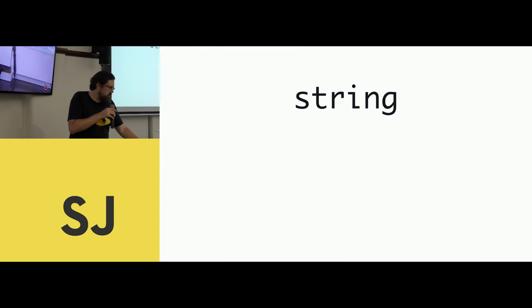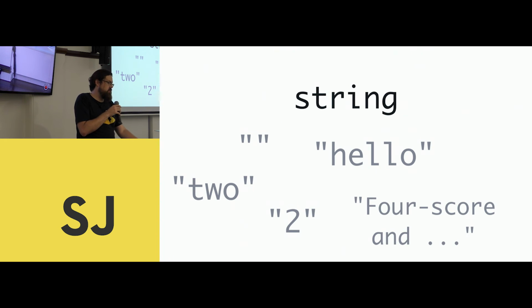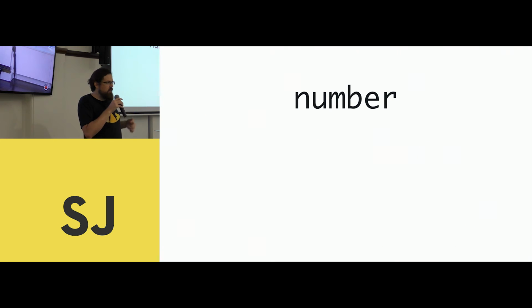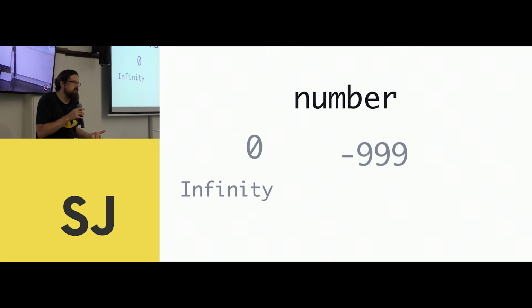Similar deal with string. A string could be a blank string. It could be hello. It could be two or two. It could be the entire works of William Shakespeare, or this guy who made a speech one time. We've got numbers, where numbers are again the space of all the possible numbers. This is the IEEE 754 float, if that means anything to you. But basically, the number type is all the numbers you're used to seeing in JavaScript.